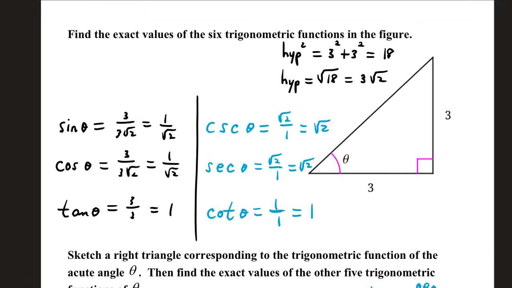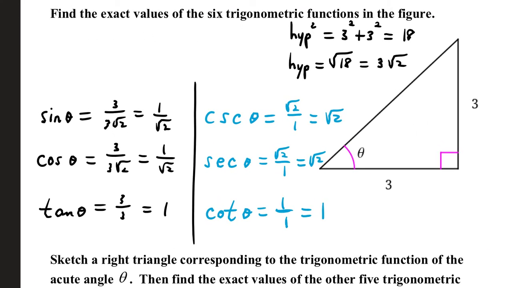Let's do another one with the figure we had on the previous slide as well, where we have a right triangle and the lengths of the legs are both 3. 3 squared plus 3 squared was 18. Square root of 18 reduced to 3 square root of 2. We found our sine value to be 3 over 3 square root of 2. I'm going to leave it not rationalized.